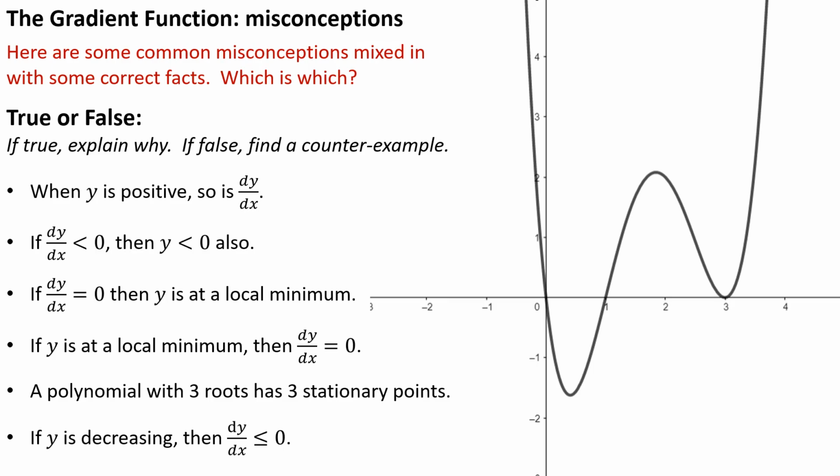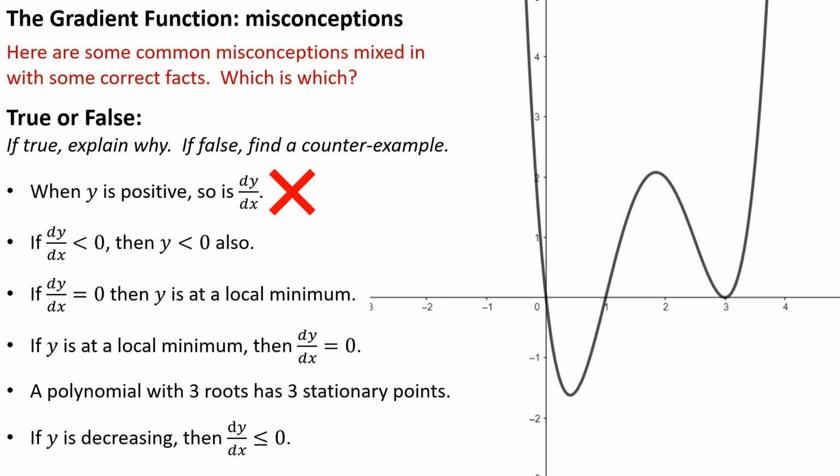Okay, let's start with the first one. This is saying that if the function is positive, in other words, you're at a point above the x-axis, then the gradient is also positive. Now, in the diagram we've got on the screen, certainly for values of x that are above 3, that seems to be the case. And it's also true for between 1 and 2, it looks like. But in fact, there are lots of other places where it's not the case. So when x is minus a half, for instance, or when x is equal to 2.5, y is positive, but dy/dx is negative.